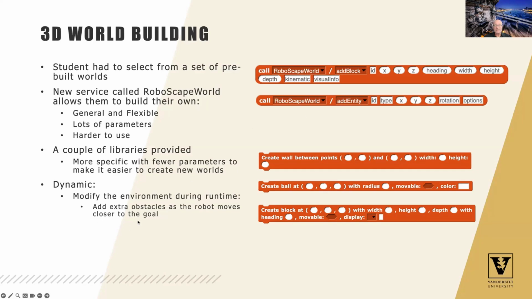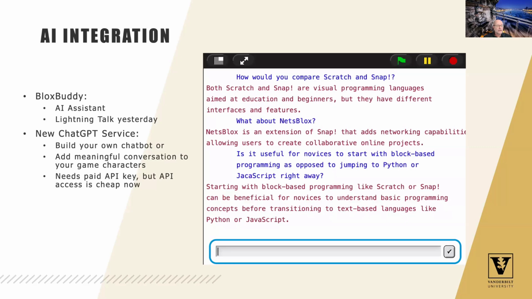The nice thing is that this is actually dynamic. So let's say you are driving around your robot, the scene can change. So as, let's say, you reach the edge of your current world, now you can reconfigure it and add new obstacles for your robot and stuff like that. So that's pretty nice. Finally, I want to talk about AI integration.